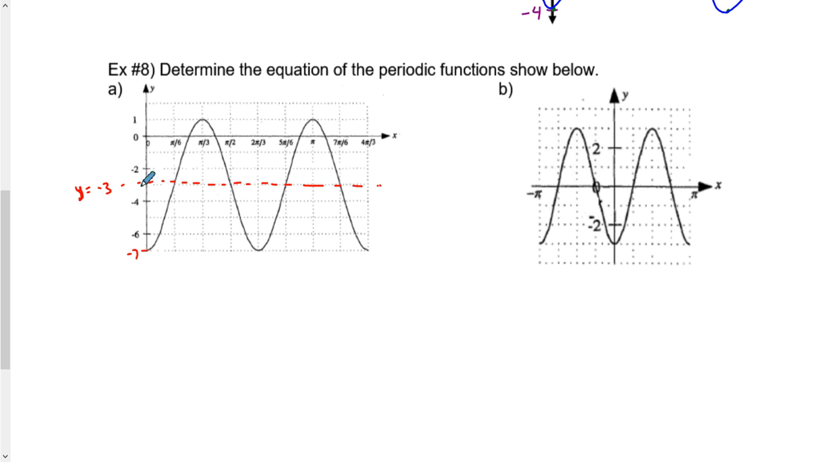Which means this has moved down 3 units. Well, what thing affects our down movement? Our K value does. Our left and right movement we'll deal with in a second, but we can identify what our amplitude is because we just measure from that midline to its highest point or midline to its lowest point. Well, this one is 4.